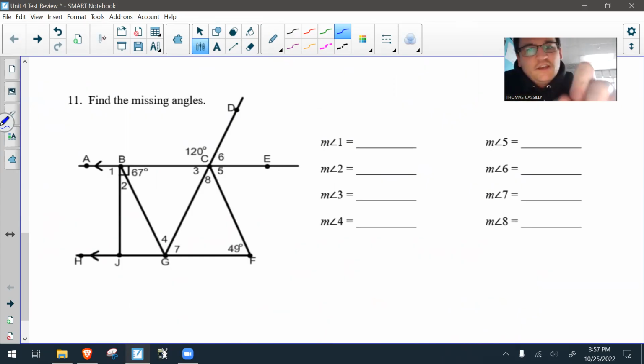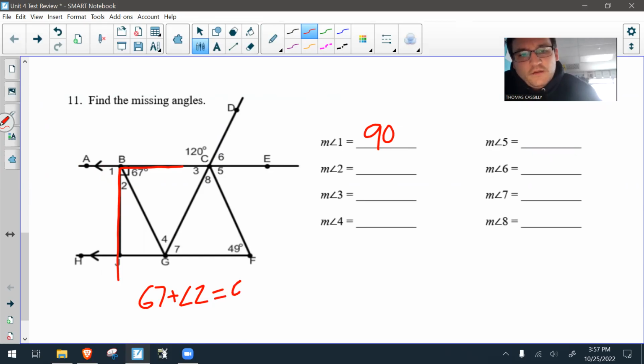Angle 1. Angle 1 is 90 degrees. I know it's 90 degrees because it's adjacent to that 90-degree angle. These lines are perpendicular. So that one's pretty easy to see right off the bat, 90 degrees. All right, let's see here. Angle 2, keep in mind angle 2 is complementary to 67 degrees. So we just have to think 67 plus angle 2 equals 90. What is that going to be? That's 23, because 23 plus 67 gets us 90.